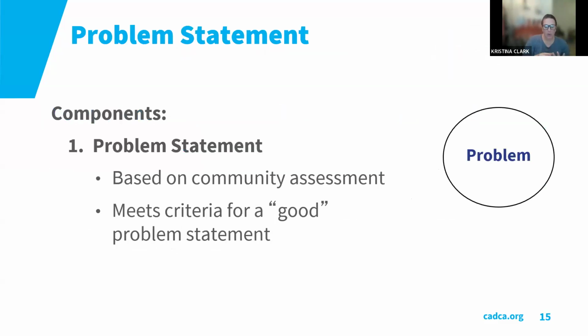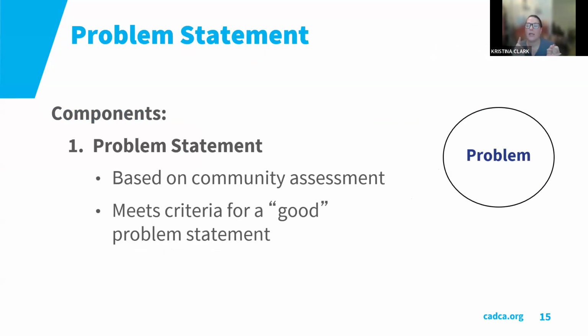So let's talk through the components of the problem analysis, and then we're going to do one together. So first, you have your problem statement. This should come directly from your community assessment. So remember, the last part of your community assessment that you're tying up with a bow is saying, this is what we're going to tackle.